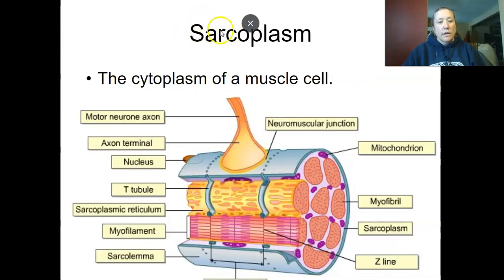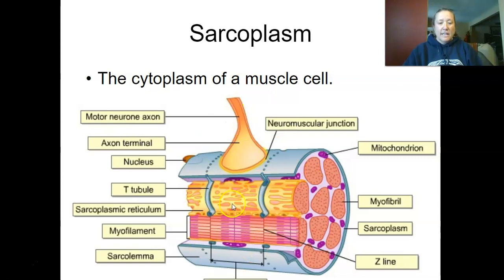So I told you sarco means muscle, and so sarcoplasm, you've heard of the term cytoplasm. Well, that means the fluid inside the cell. Sarcoplasm is basically the cytoplasm of a muscle cell. So the fluid and organelles inside of a muscle cell, if that makes sense.